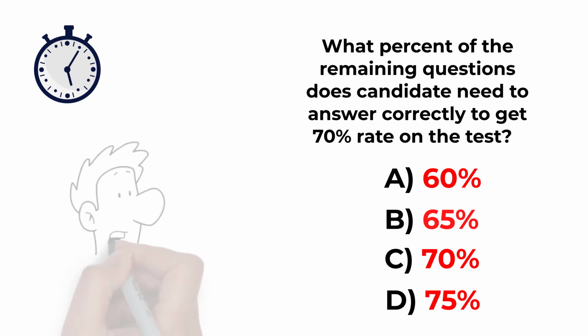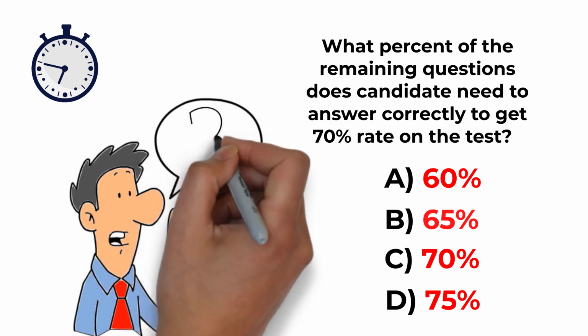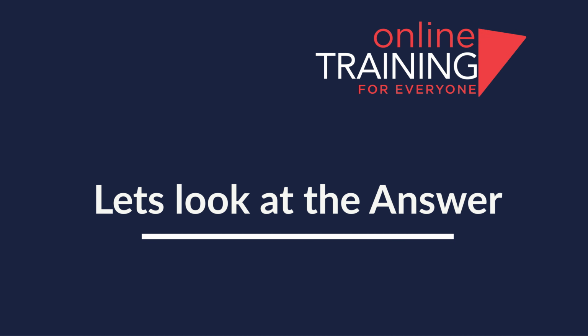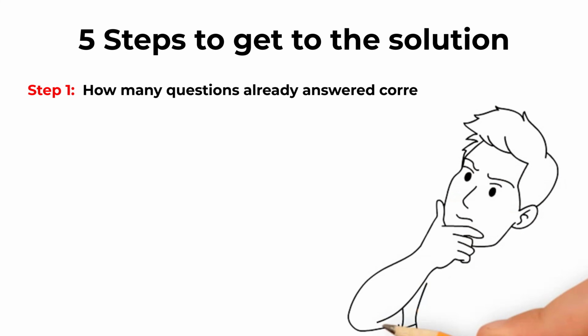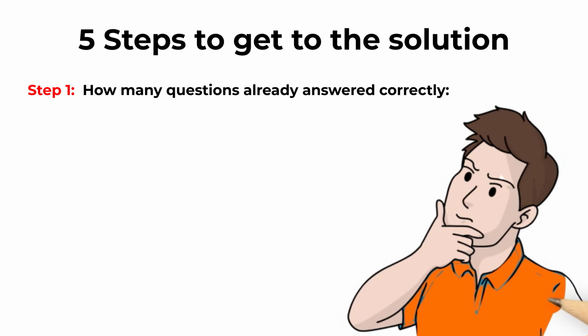Ready or not, I'm going to move forward and reveal the correct answer as well as the solution. As I already mentioned, this is a multi-tiered question, and it requires you to do multiple calculations to get to the correct answer. The first calculation we need to do is how many questions have already been answered correctly by the candidate. The answer is calculated by multiplying 20 questions by 60%. So the answer is 12 questions have already been answered correctly so far by the candidate.